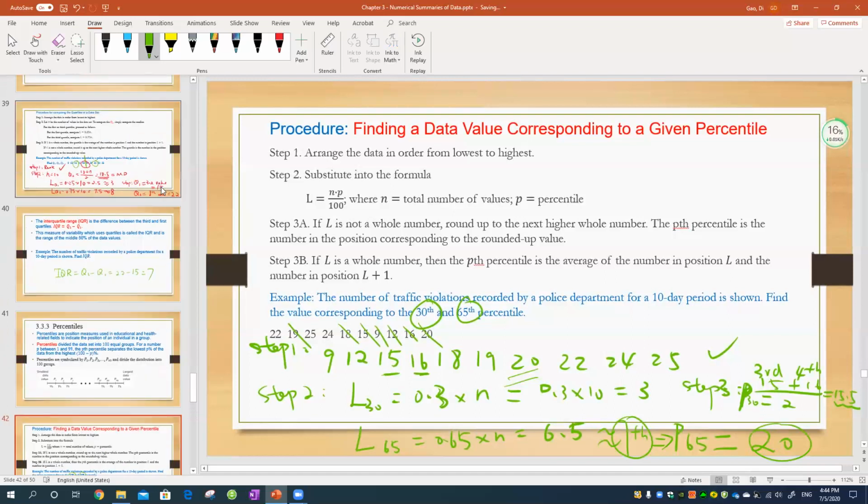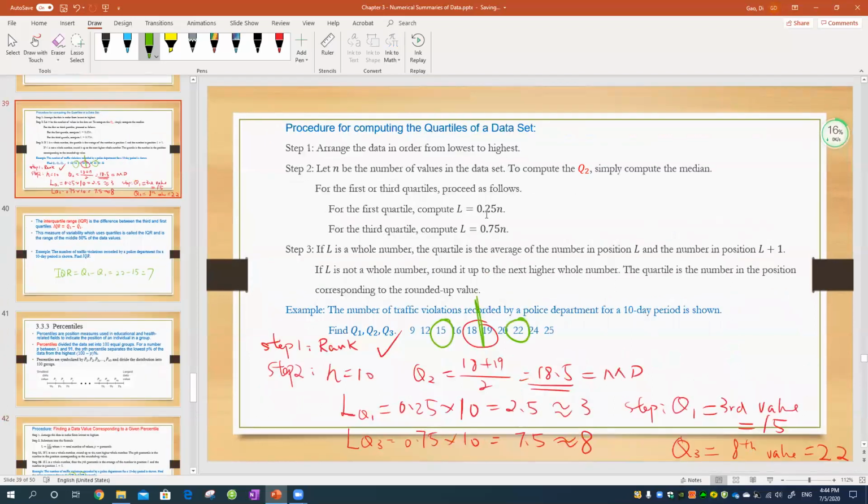And if we look back, the reason we use 0.25 is because Q1 is the 25th percentile, and then Q2 is the 50th percentile, and then Q3 is the 75th percentile. They use 25% and 75% here.